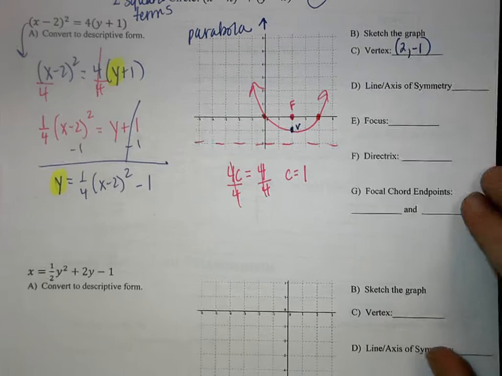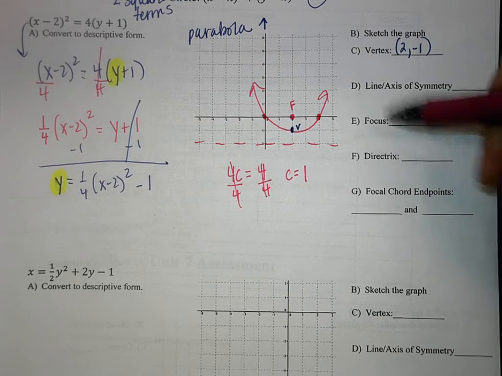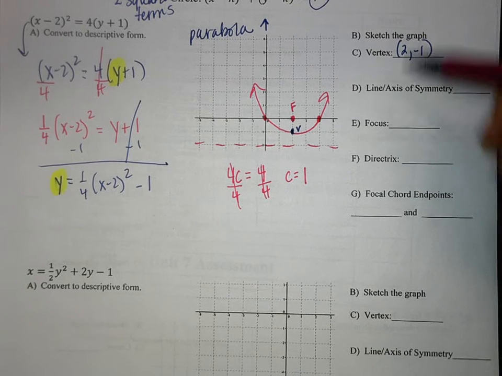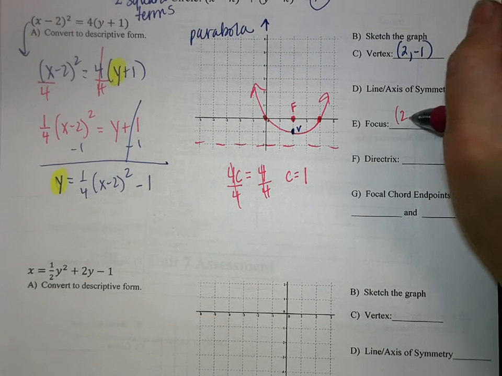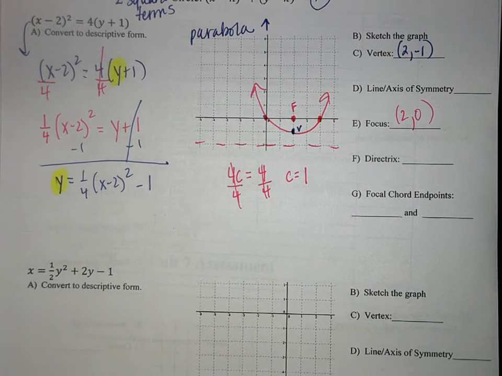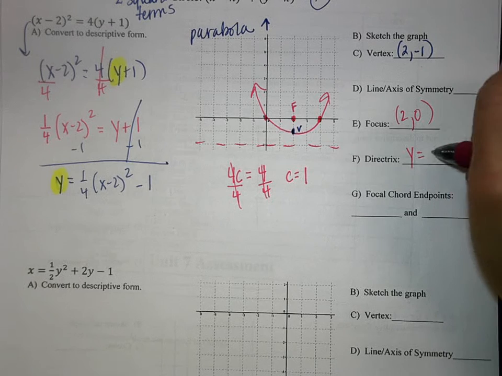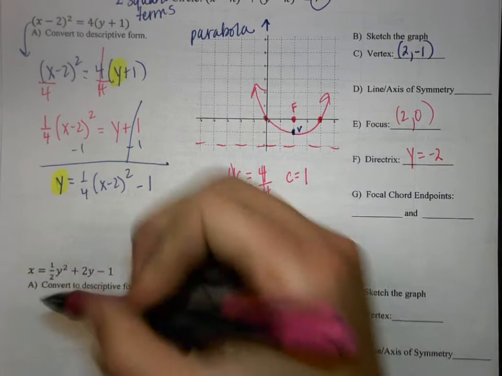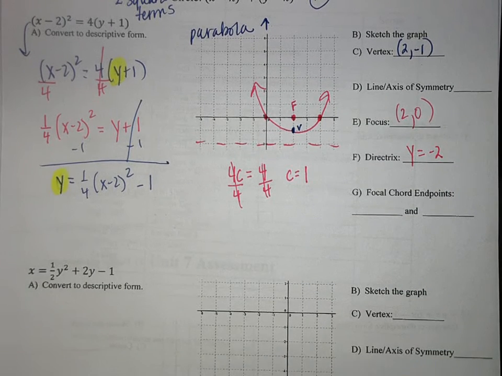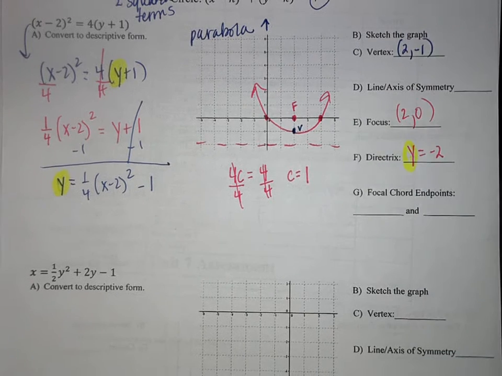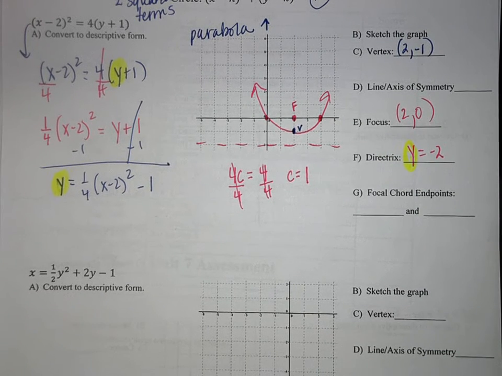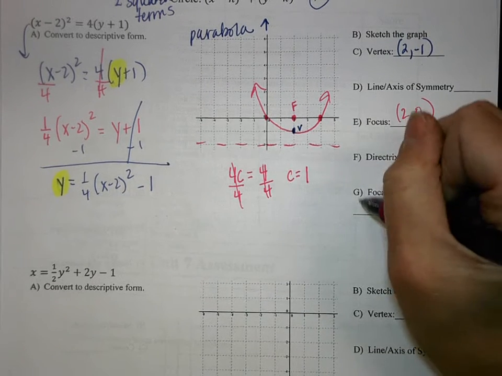I'm going to skip our axis of symmetry for just a minute. What is the focus point? (2, 0). Good. My directrix? y equals -2. And remember that whatever your equation, if that's y equals, your directrix is also y equals. What are my focal chord endpoints? (0, 0) and (4, 0).